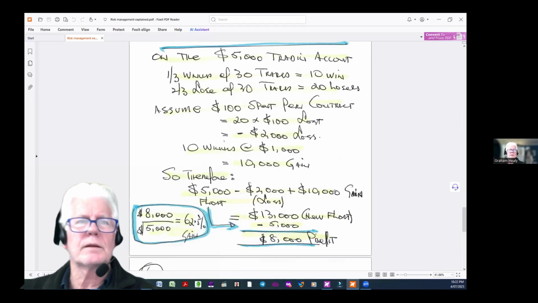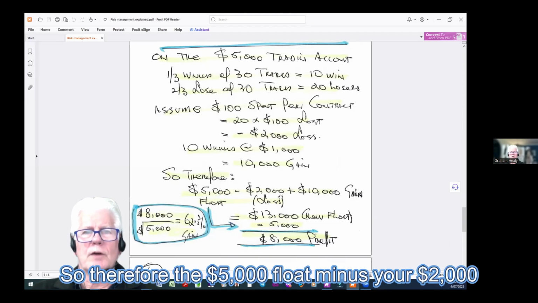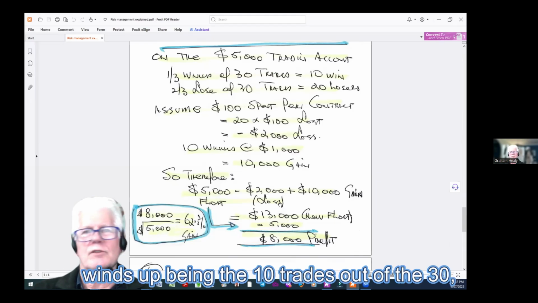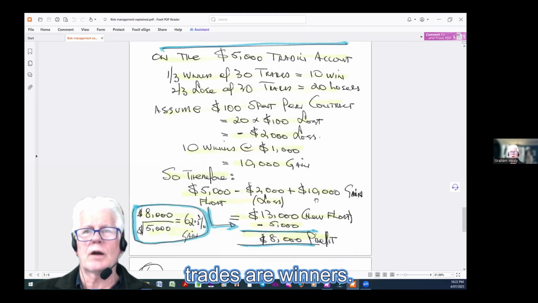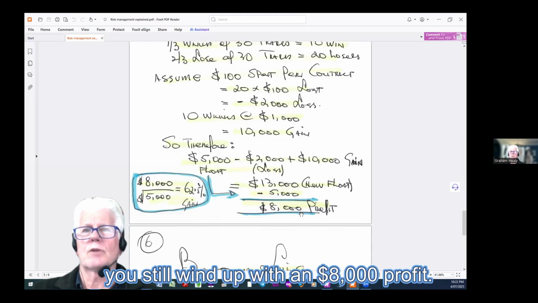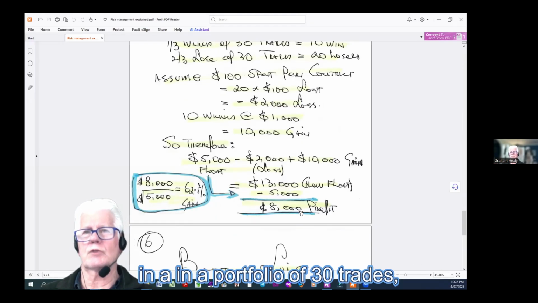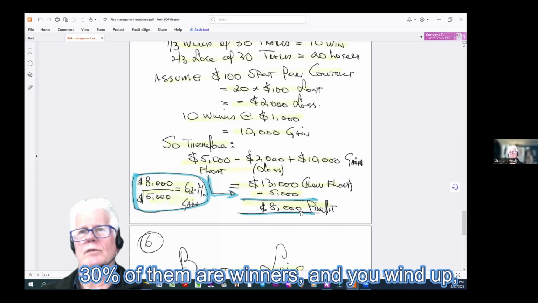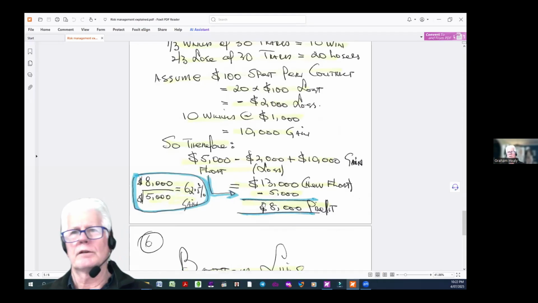So okay, I'm just continuing on there. Therefore, the $5,000 float minus your $2,000 loss, which basically winds up being the 20 trades out of 30 that are losses and 10 trades that are winners, you still wind up with an $8,000 profit. So in other words, you can lose 70% of a portfolio of 30 trades, they reduce to nothing, and 30% of them are winners, and you wind up doubling your money of your original float that you've got in the portfolio.